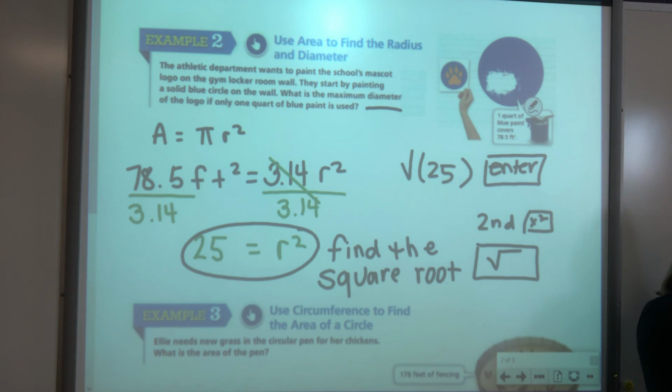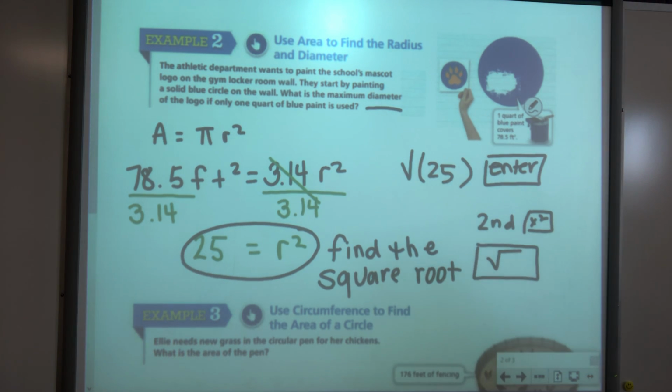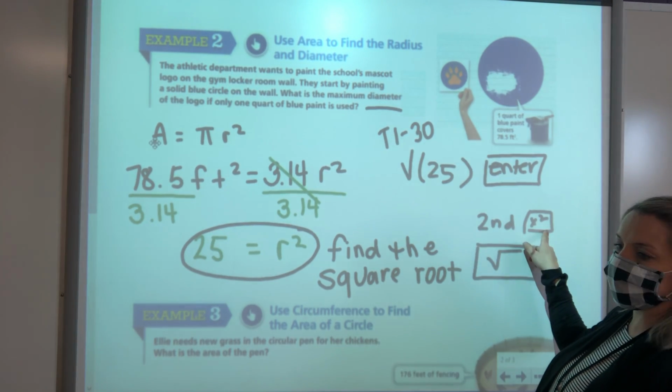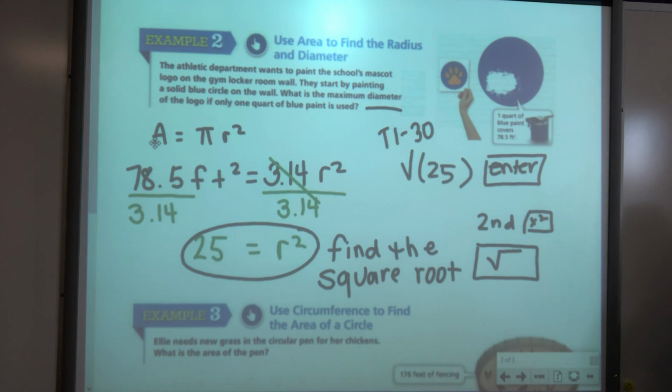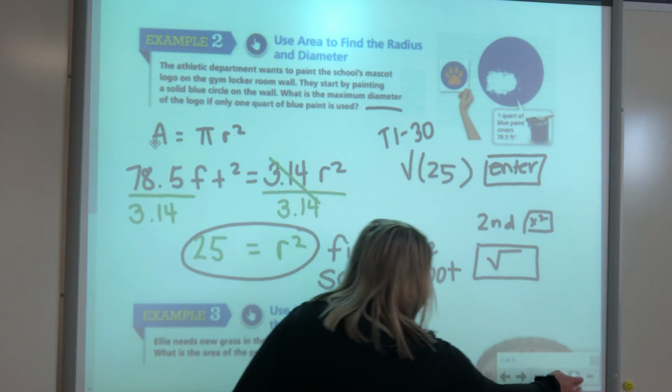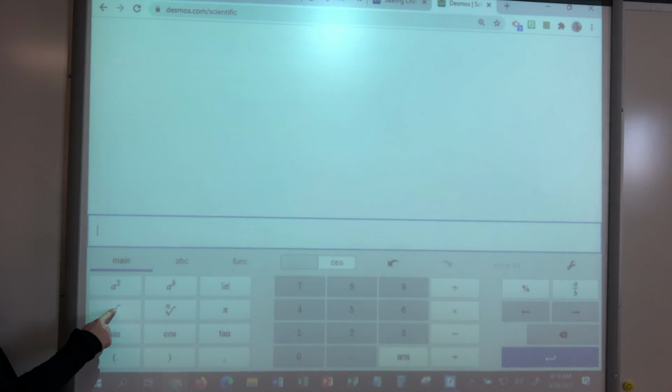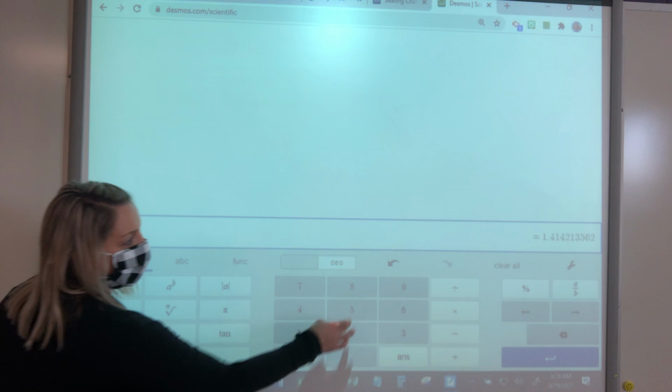And then it'll give you 5. So again, this is your TI-30s. You press second, x squared, 25, and then press enter. Did you find yours? I haven't seen one of those in a while. Okay, Desmos. You push your square root button, which is right here, and then 25, and it comes up.